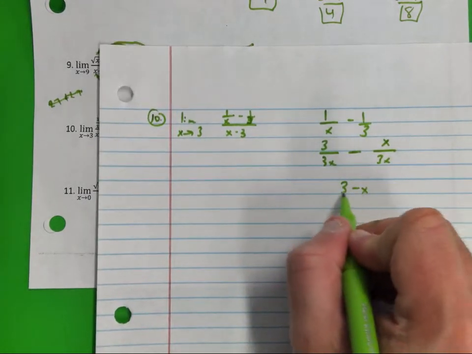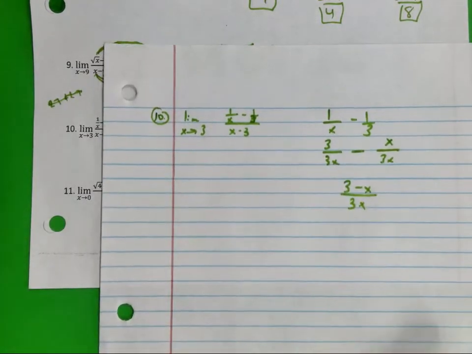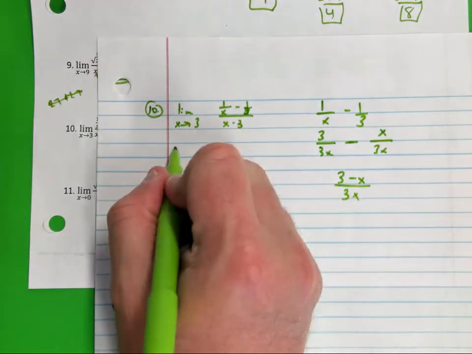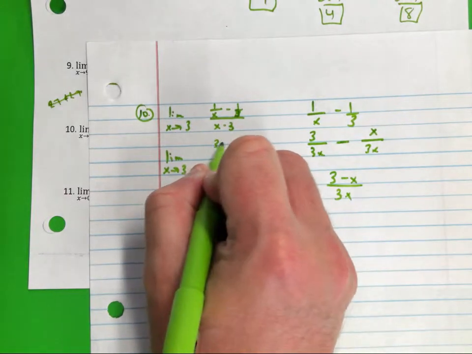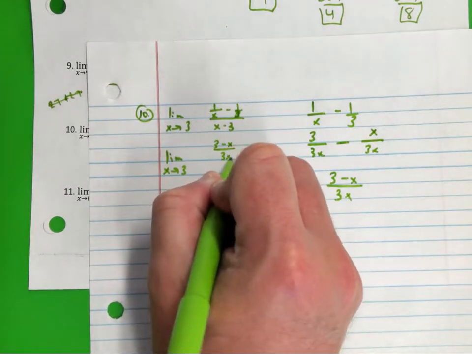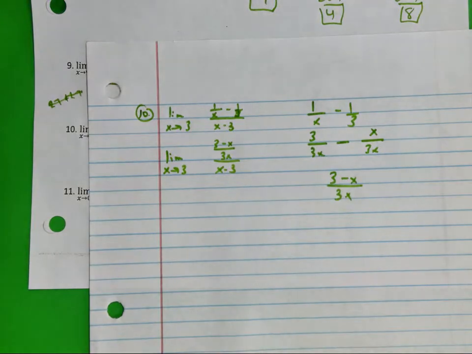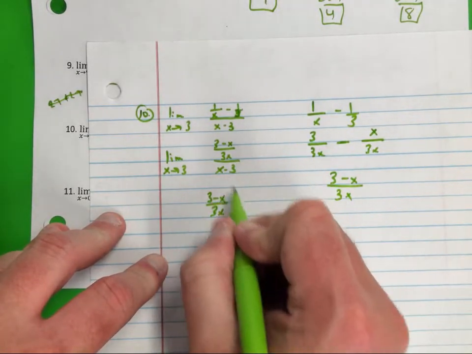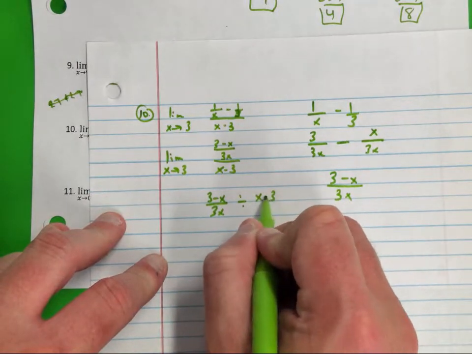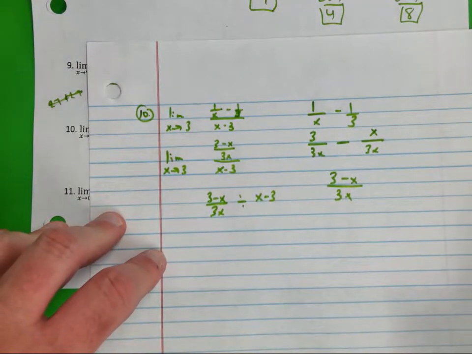So it's going to be 3 minus x over 3x. That's what that equals. So now I go back to my problem. The limit as x approaches 3 of 3 minus x over 3x divided by x minus 3. That looks like a hot mess right there. That just looks complicated. So what I'm going to do under here is write what it literally means so you can see. I'm going to write 3 minus x over 3x divided by x minus 3. That's what that means, so you can see it.